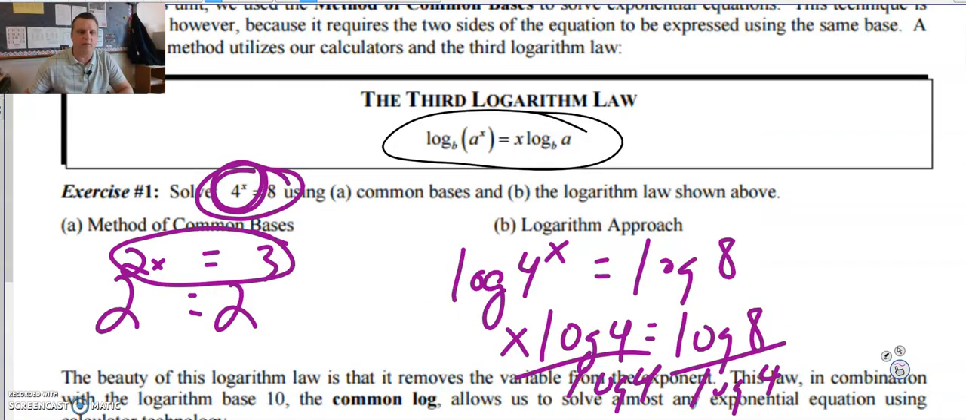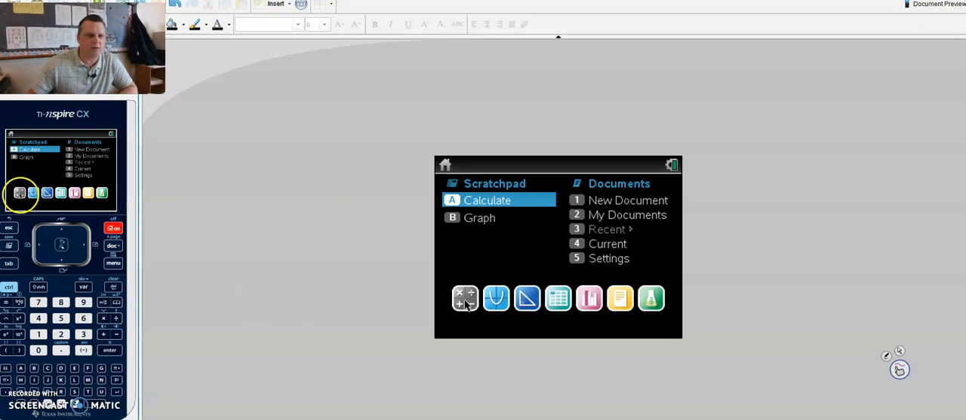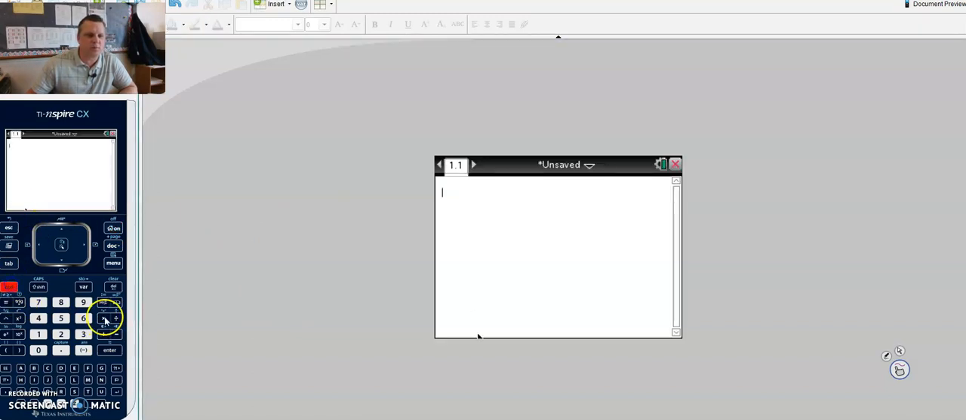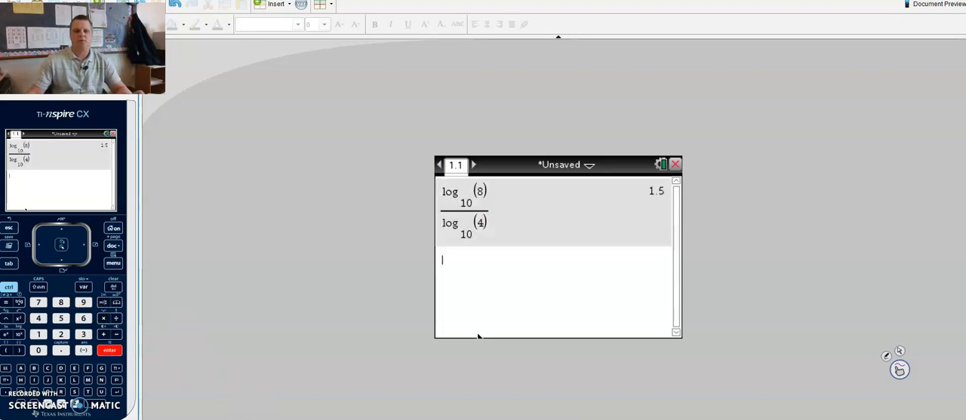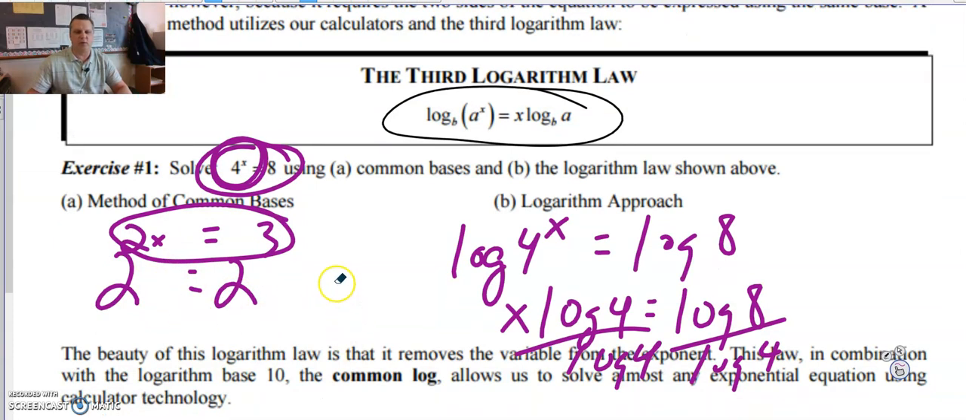I thought I had the calculator up. Hold on. Okay, we have our fraction. Log, and remember, you don't have to put the base 10. Some of you were confused in class about that. So we have log 8 over log 4. Enter, and there's your 1.5, which is what we got from the other method anyways. When you had 2x equals 3, divide both sides by 2, you got 1.5.